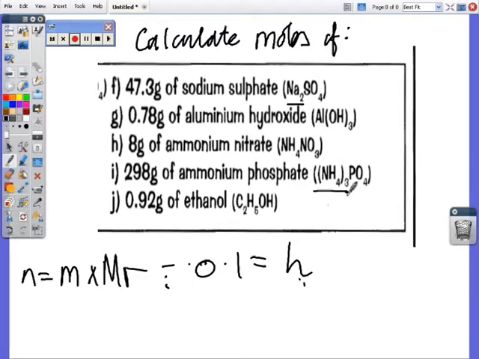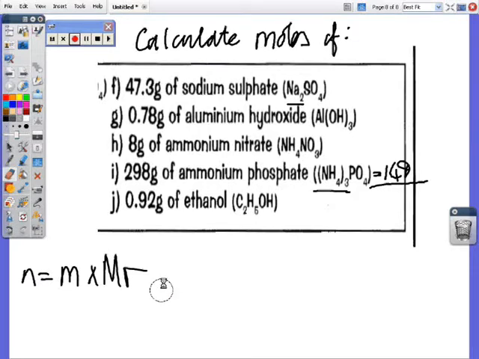Okay, let's move on to our old friend ammonium phosphate. We should hopefully know by now that the RFM of this is 149. We have 298 grams, so our calculation obviously will be 298 divided by 149. Some of you, I would hope, would be able to do that in your head. Those of you who do need to get your calculator out, it's not going to take you very long. It is indeed 298 divided by 149, which is obviously 2.